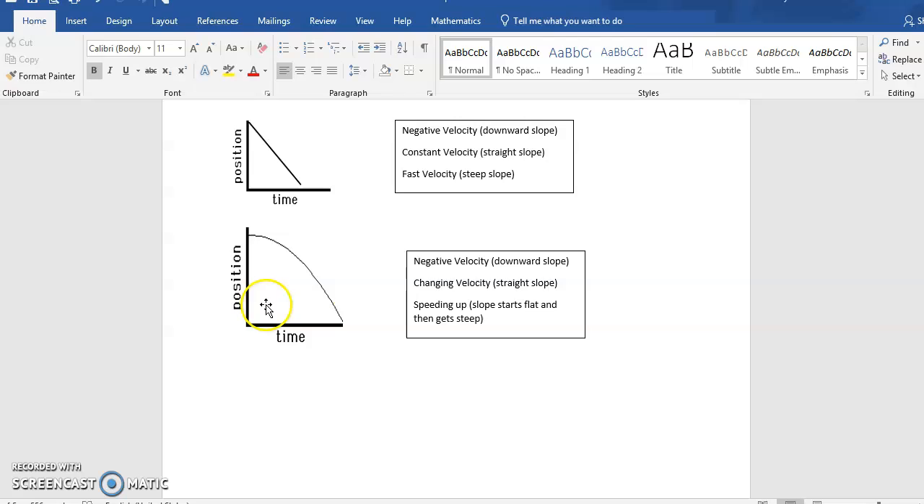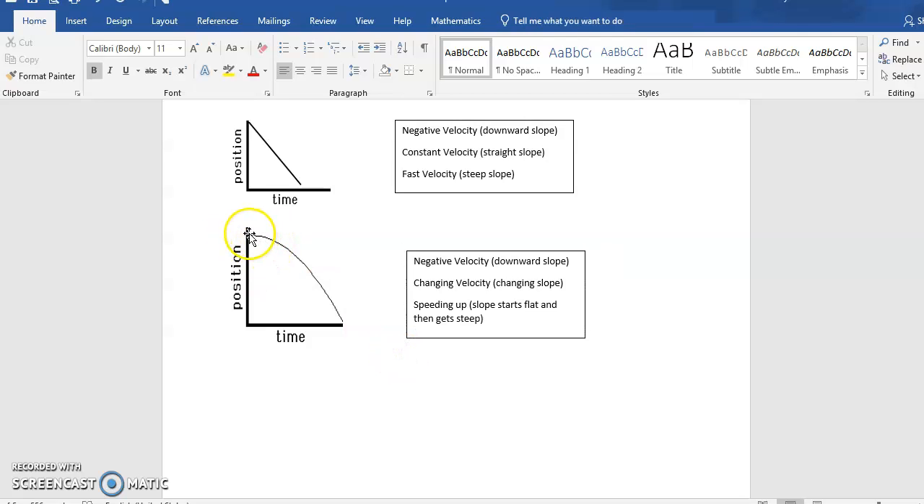So we'll do one example here. Looking again, this is traveling in the negative direction. We have a downward slope. But this time, instead of a constant velocity, we have a changing velocity. So this should not say straight slope, changing velocity. We have a changing slope. So we started off with a pretty shallow slope here.